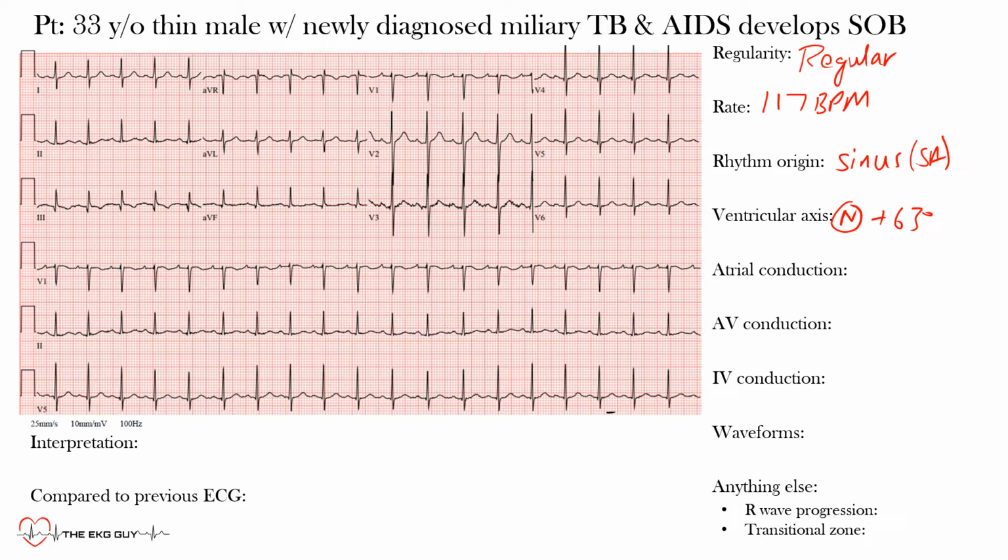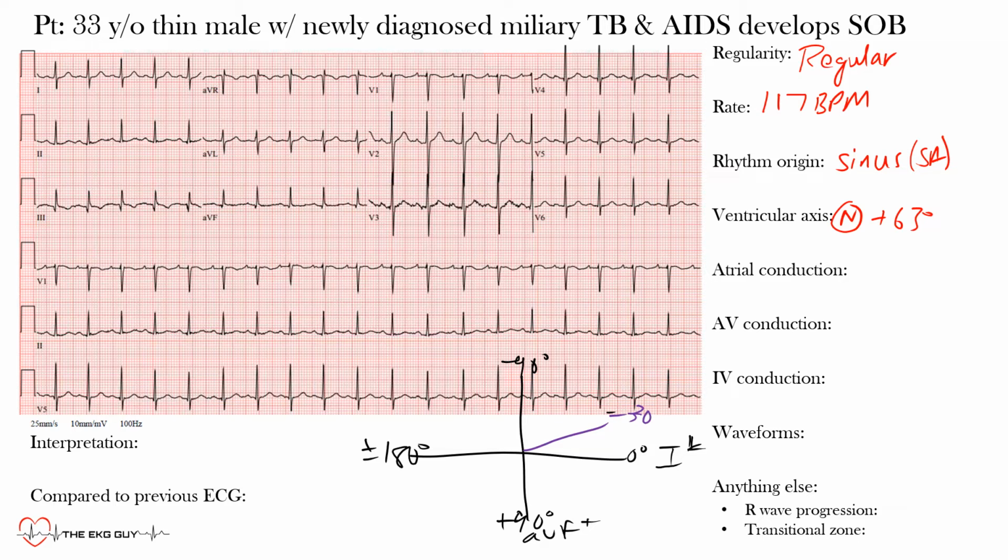So let's just look at what is considered normal axis here. If you draw out our quadrant system, again, remember this is 0 degrees, this is positive 90 degrees, plus or minus 180 degrees, and we have negative 90 degrees up here. This is where lead 1 sits, the positive end. AVF is down here, okay? And normal axis typically lies between negative 30 degrees and about positive 105 or positive 110 degrees. So all this here is normal.